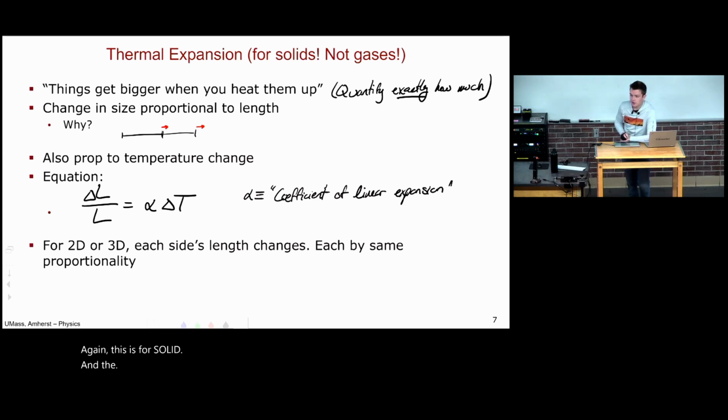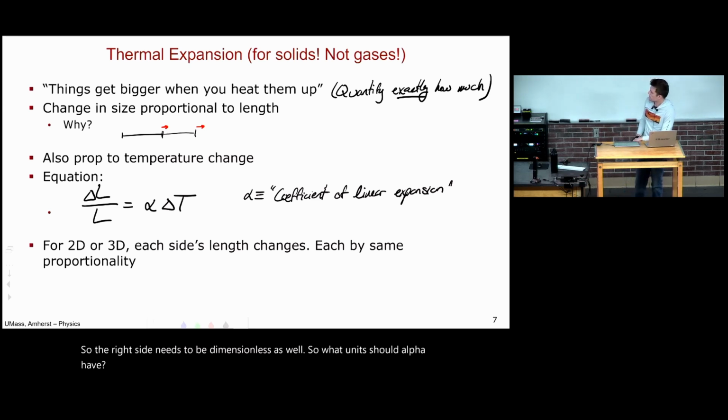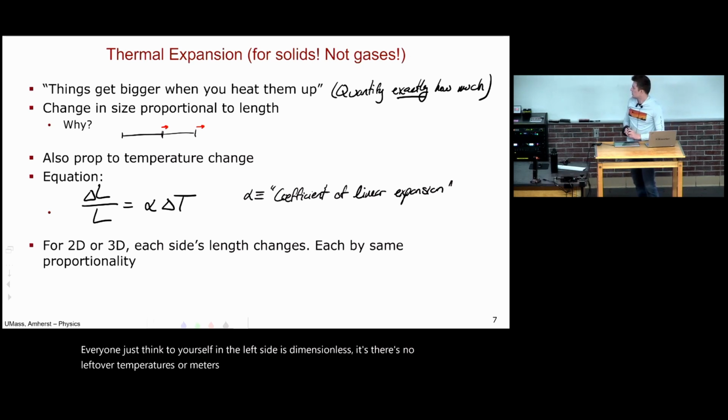And the units, actually this is a good exercise for all of you. The left side is a length divided by a length, so it's dimensionless. So the right side needs to be dimensionless as well. So what units should alpha have? Everyone just think to yourself. The left side is dimensionless. There's no leftover temperatures or meters. The right side needs to be dimensionless.